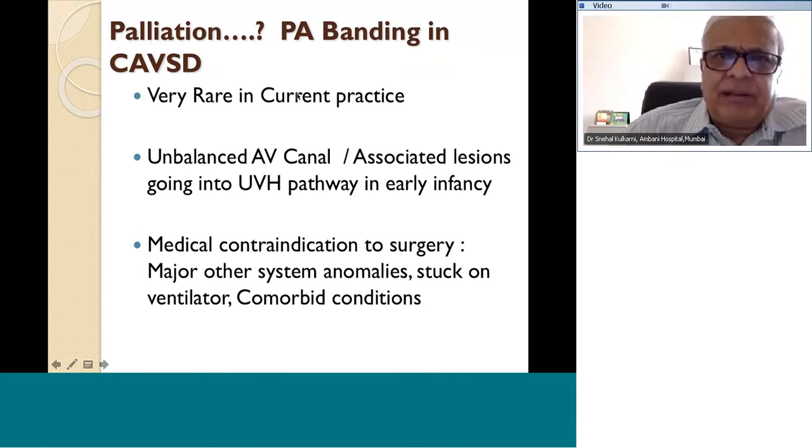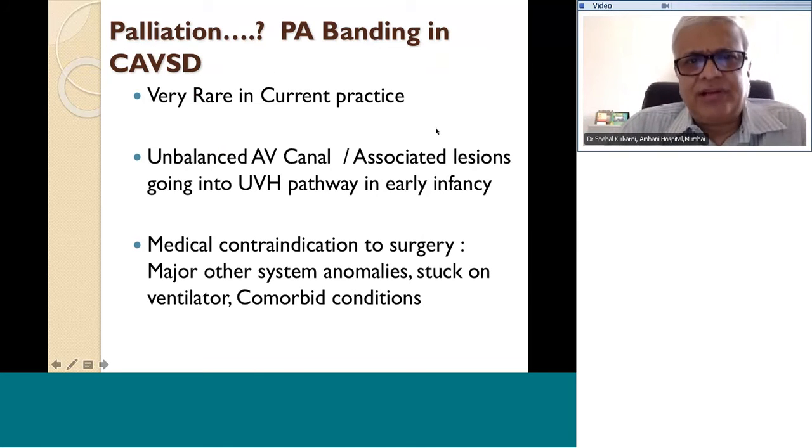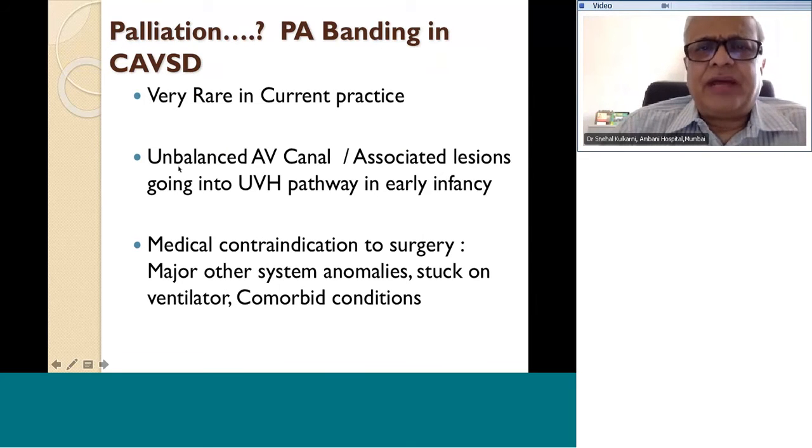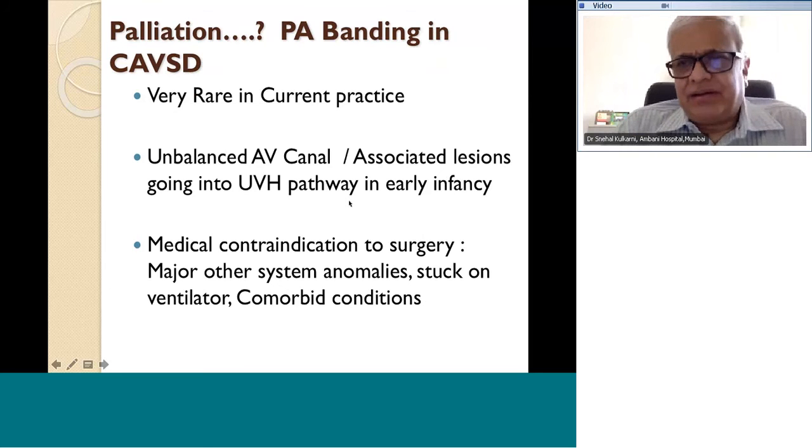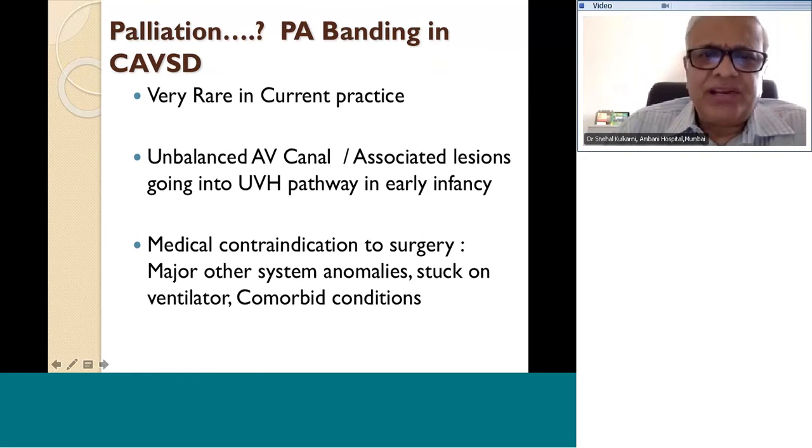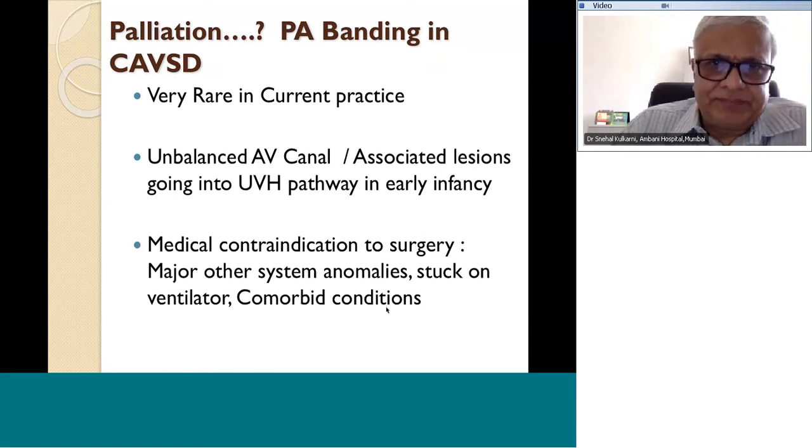What is the place of palliation, pulmonary artery banding in complete AVSDs? It's very rare in current practice because we are repairing them much earlier. But I think the place of banding may be in those cases of unbalanced AV canal associated lesions going to the single ventricle pathway in early infancy, or there is some gross medical contraindication to surgery, either with comorbid conditions or other major systemic anomalies, or a child who is stuck on a ventilator, to get him off the ventilator.